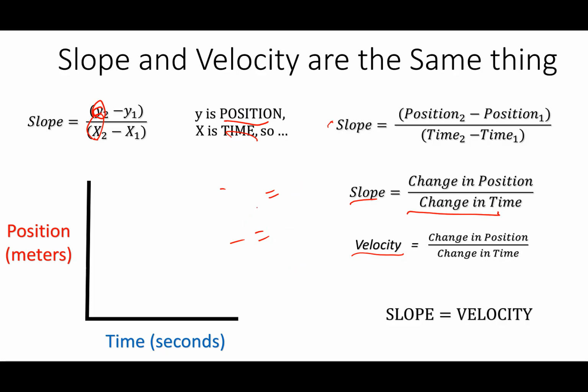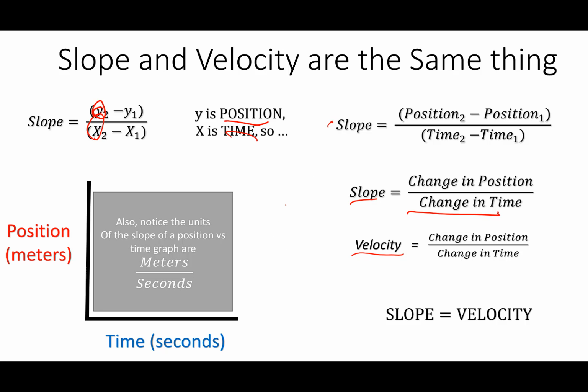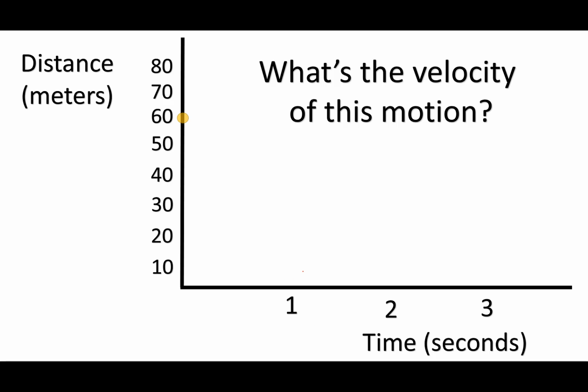Also, you can just think about the units. This is the graph of position versus time, right? And to get the units of a slope, you do the units of rise over the units of run. So the units of rise are meters, because that's the y over here. The units of run are seconds, because that's the units down here. So meters over seconds, which is the same as the units for velocity.